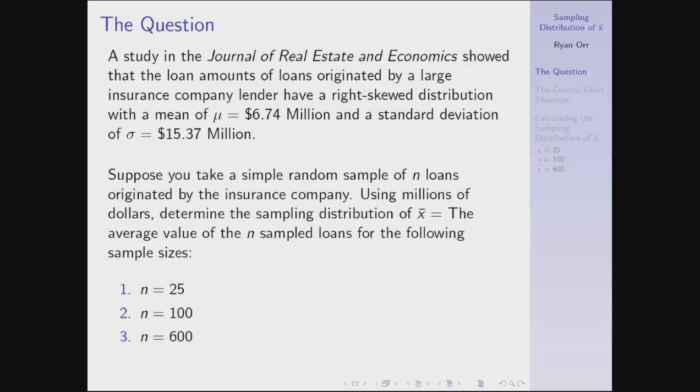So here's the idea. Suppose you're going to take a random sample of n loans, the ones originated by the insurance company. So you're going to randomly select a bunch of the loans they're holding. Using millions of dollars, I'd like you to determine the sampling distribution of X bar, which would be the average value of the sampled loans. Let's do it for a few different sample sizes. The first sample size is n equals 25, then n equals 100, and n equals 600 finally.